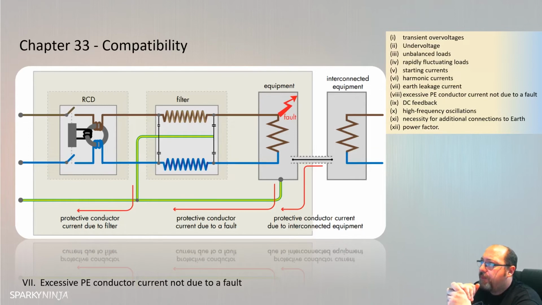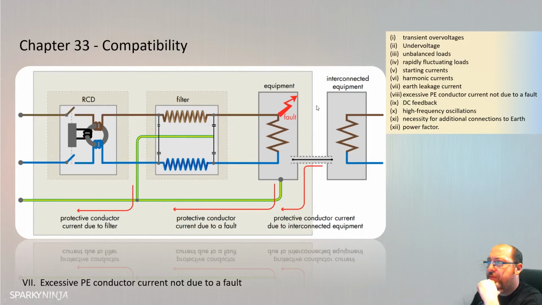Now, things that can create compatibility issues. So we have transient overvoltages, undervoltage, unbalanced loads, rapidly fluctuating loads, starting currents, so your motor starting could flicker the lighting in the other person's area, that kind of thing. Excessive leakage currents, protective conductor currents, feedback, power factor, etc.